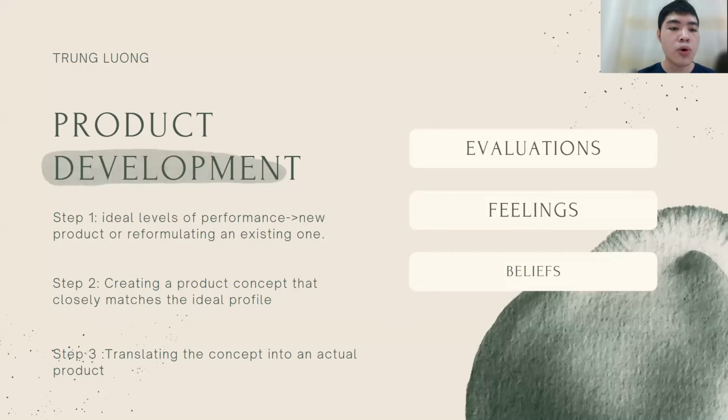Now we'll find out more about product development. The product development includes 3 steps. The first one is that marketers have to find out about the ideal levels of performance, which is another word for the demand of the consumers, in order to decide whether to develop a new product or reformulate an existing one. Coming to the next step, marketers will try to create a product concept that closely matches the ideal profile. And when things have been settled, we come to the last step of translating the concept into an actual product.